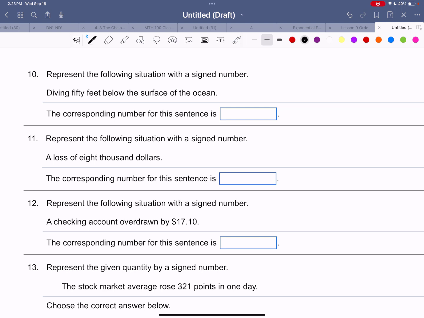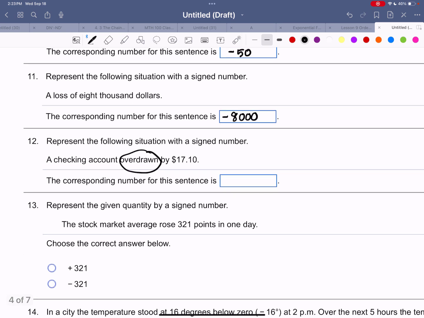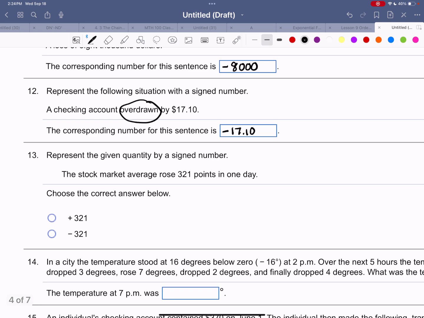Number 10, represent the following situation with a signed number. 50 feet below the surface of the ocean. That's going to be a minus 50 because of the below. A loss of $8,000. That's going to be a minus 8,000. Overdrawn by 1710. That's a minus 1710. So these are all words that represent numbers that are less than 0. It rose 321. That's going to be a plus 321.